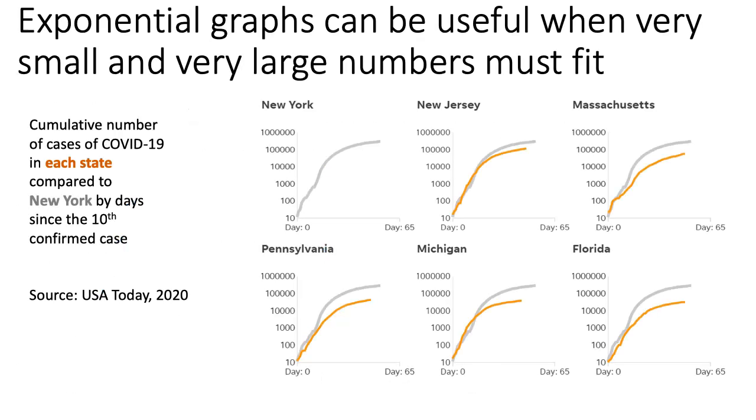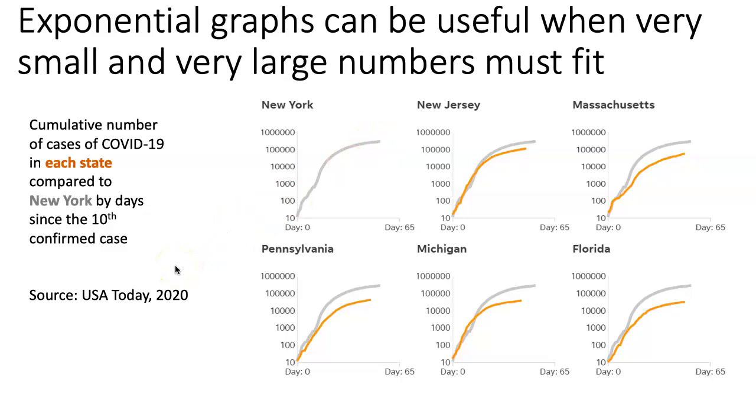Exponential graphs can be very useful. These graphs here use powers of 10 because there are numbers that are really, really small and numbers that are really, really big. In 2020, COVID-19 hit the world, and these graphs here are trying to indicate the cumulative number of cases that different states in the United States had compared to New York, which is in gray. The other states are in an orange, brownish color since the 10th confirmed case. But you see the numbers get pretty high when you're accumulating the data. New York starts at 10 and ends up way over 100,000.